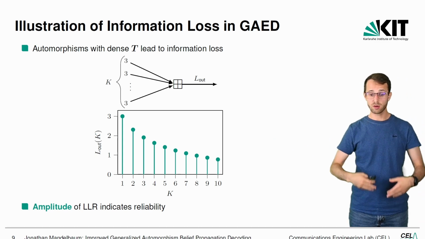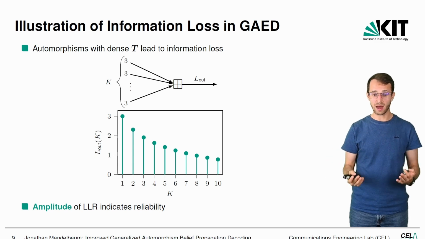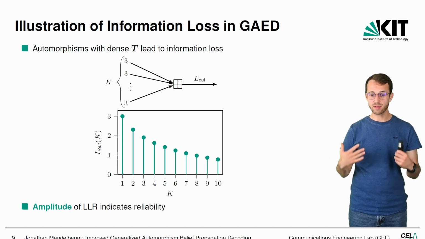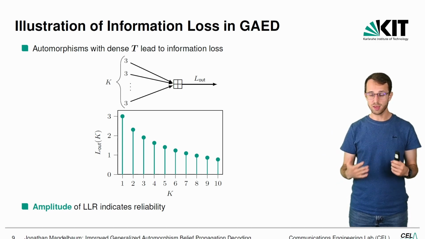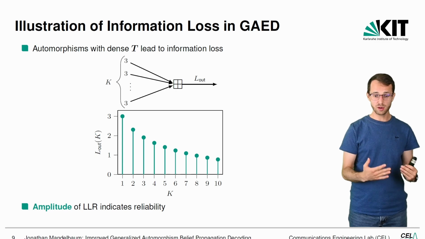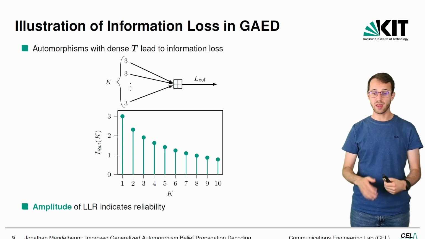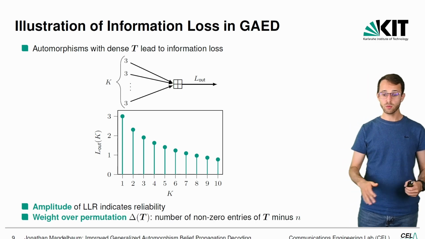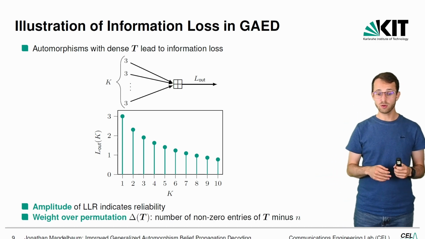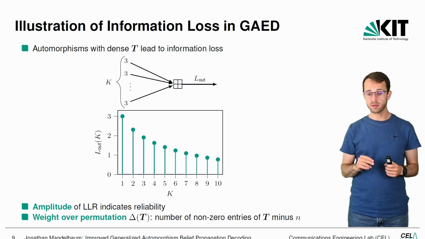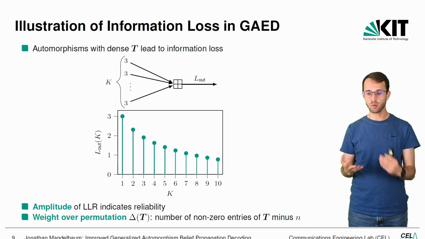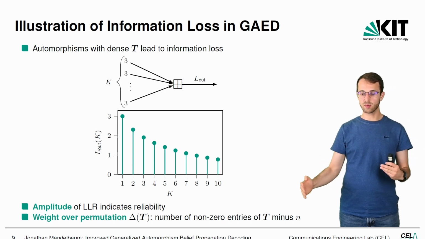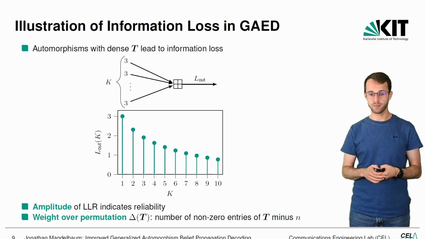As we can see, the higher the number of inputs, the lower the outgoing LLR message is. And because it is known that the amplitude of the LLR indicates reliability, a row or dense automorphism transformation matrix will yield a reduction of the amplitude and therefore an information loss in the preprocessing. Therefore, we introduce the term weight over permutation, which describes the number of non-zero entries of our automorphism minus n, and it's a good indicator if this automorphism can be used in GAED or not.